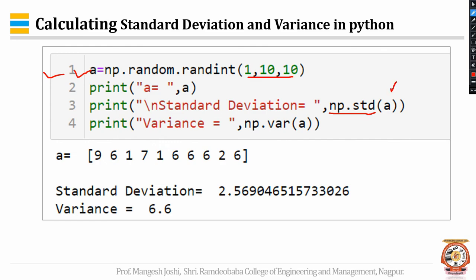Using this function in the numpy module, you can calculate the standard deviation. And for variance, there is another function that is .var. You can calculate standard deviation and the variance of a list in this way. You can see in the output you are getting your random integer array of 10 values having standard deviation 2.569 and variance as 6.6.